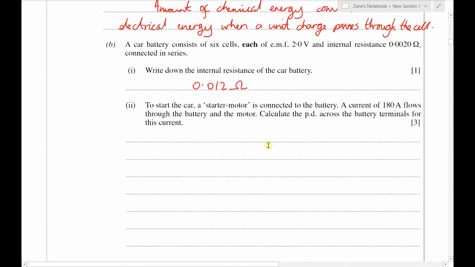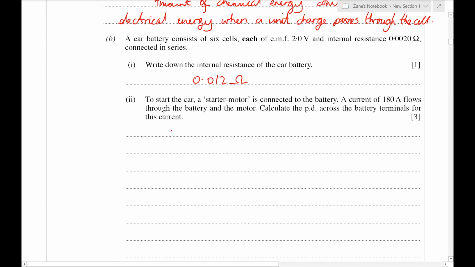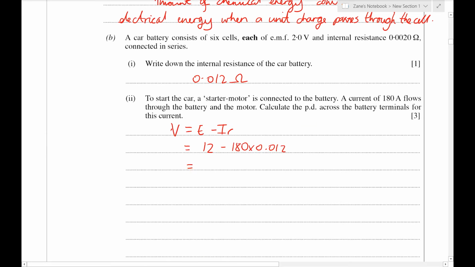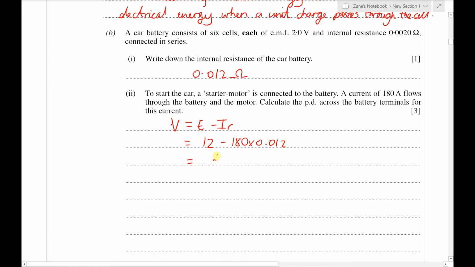To start the car, a starter motor is connected across the battery, and a current of 180 amps flows through the battery and the motor, and we've got to calculate the PD across the battery terminals for this current. So here we can use V equals E minus Ir given in the data books. We're trying to find V. The EMF for the cell will be 12 volts, 6 lots of 2 volts, minus 180 amps times that total internal resistance of 0.012 ohms. Put that into a calculator, we end up with 9.84 volts, not ohms.